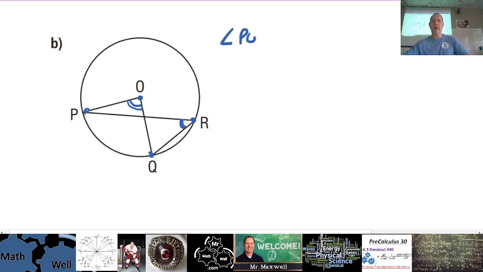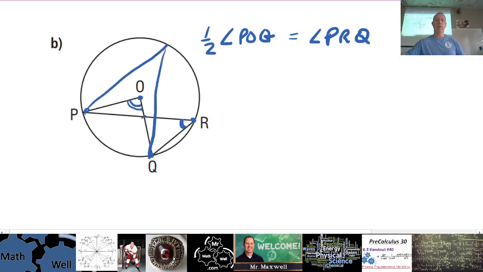Again, angle POQ is related to angle PRQ, but angle PRQ is 1/2 of this one. So 1/2 of the central angle is this angle. That make sense? It doesn't look like it there. It maybe is misleading, I think. But even though they cross over like that, it's the same as this angle. Same as this one. There and there. Okay. All right.